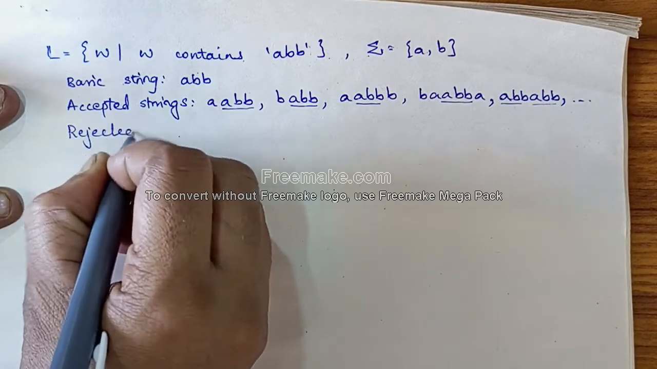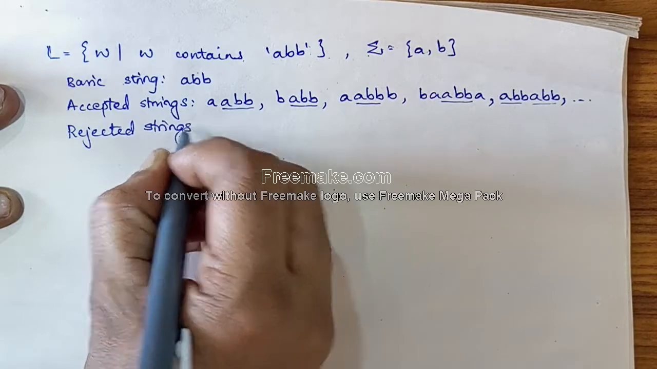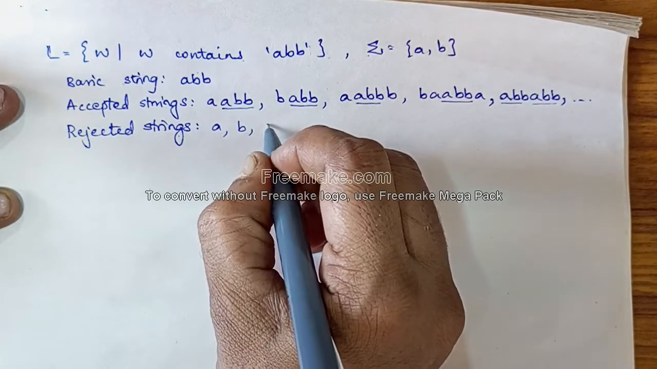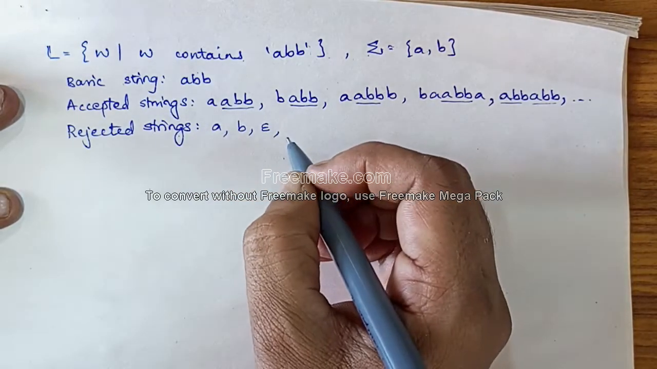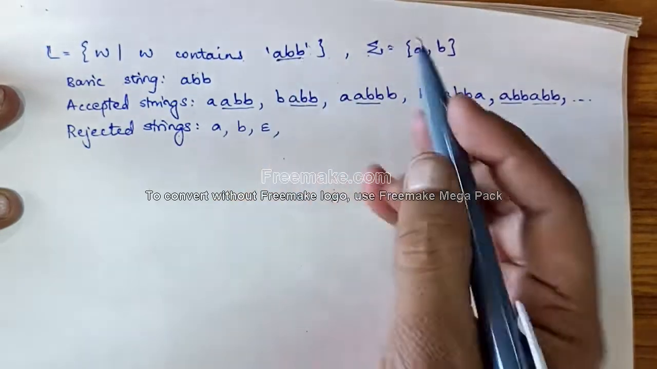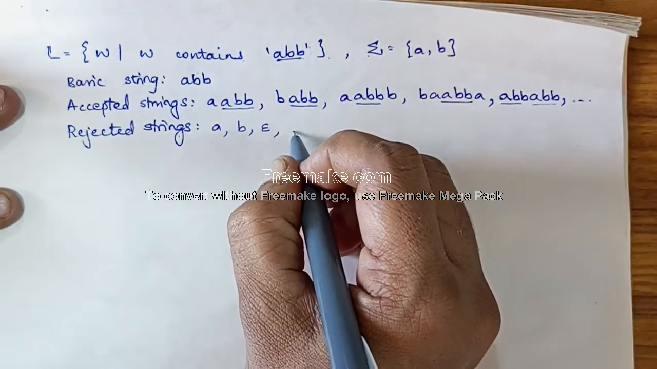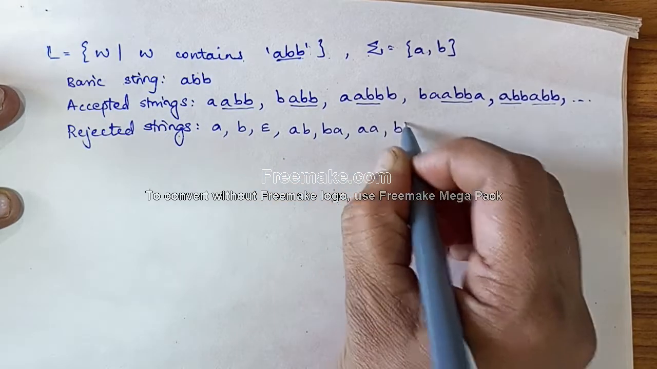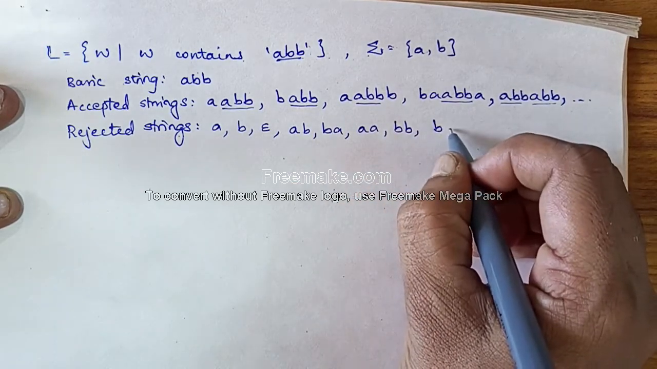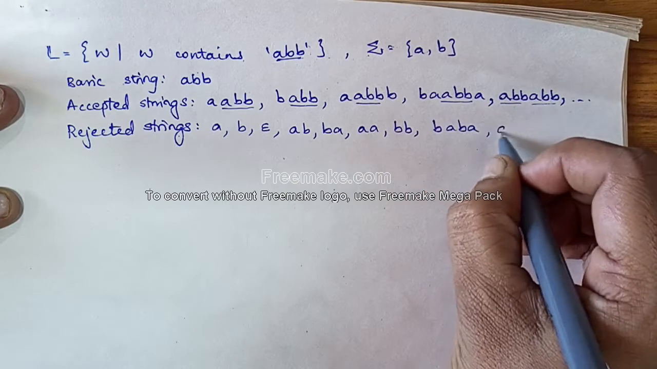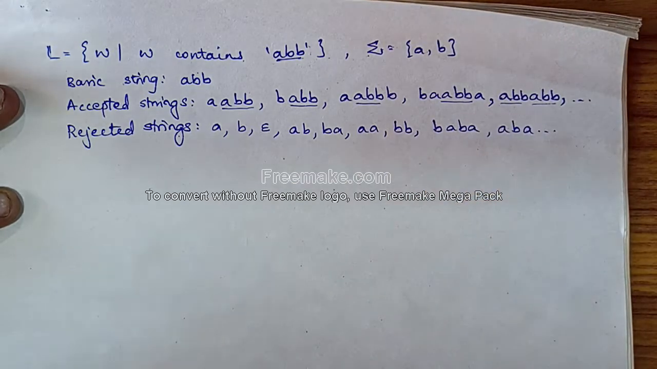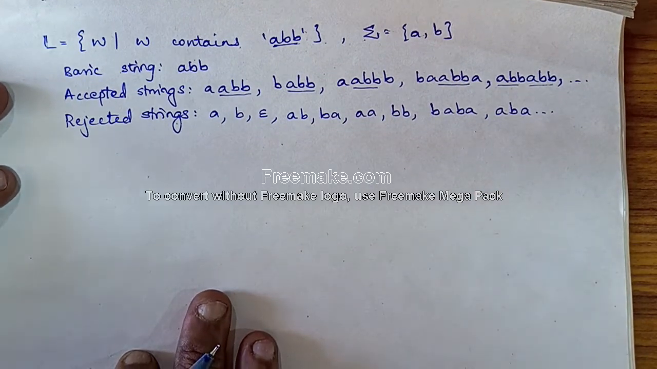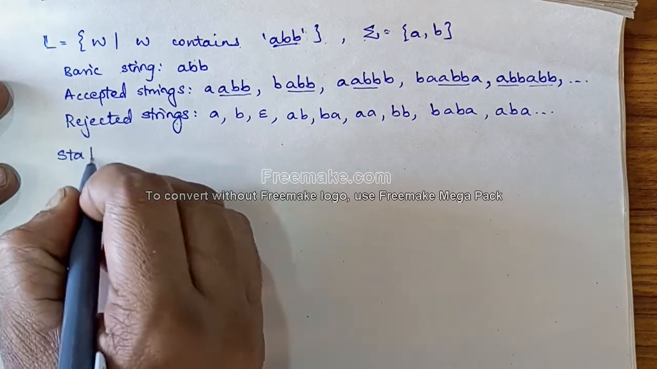Now, what is a rejected string? All strings that do not have the substring ABB should be rejected. So A, B, even epsilon, since I cannot accept null, you have to have ABB, that is a condition. So I cannot accept epsilon, and none of these should be accepted. Okay, now we have listed down the set of basic strings, accepted strings, rejected strings. Next we will go into designing the automata.